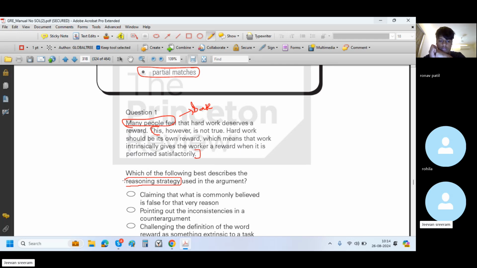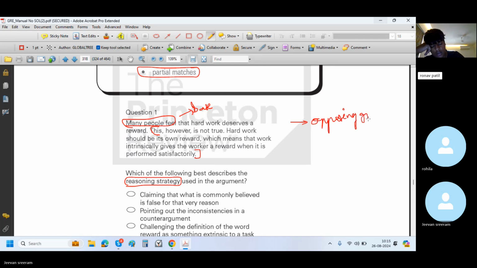So the question is asking about the reasoning strategy. Let's understand what the author actually did in his argument, how he discussed the evidence, what he did with that particular evidence, that base information. The author believes the well-known idea is actually wrong. What many people believe is actually wrong. So the author is directly opposing the given premise.